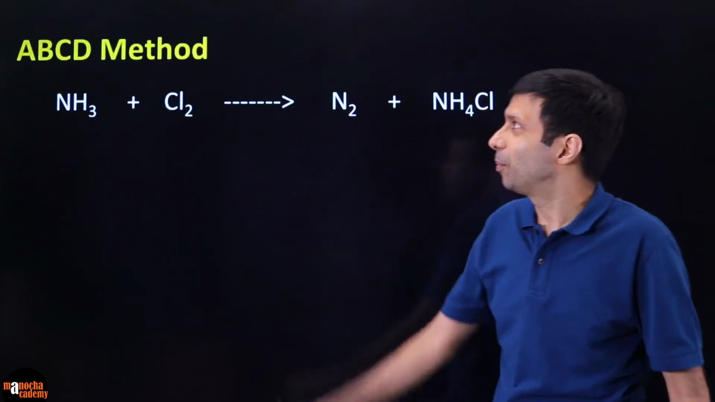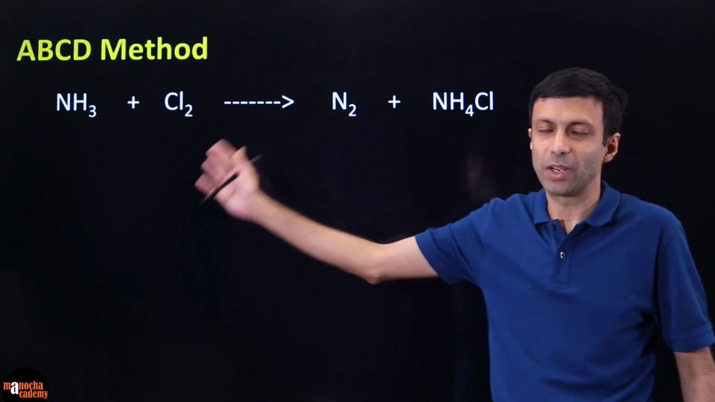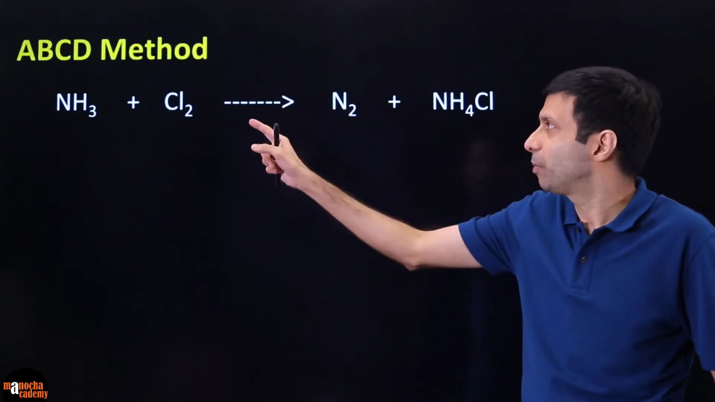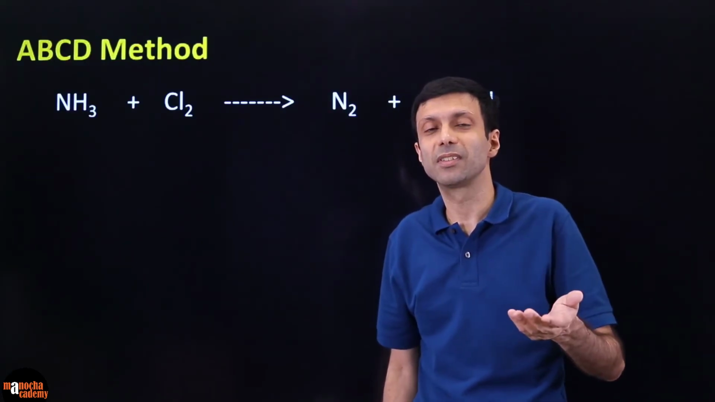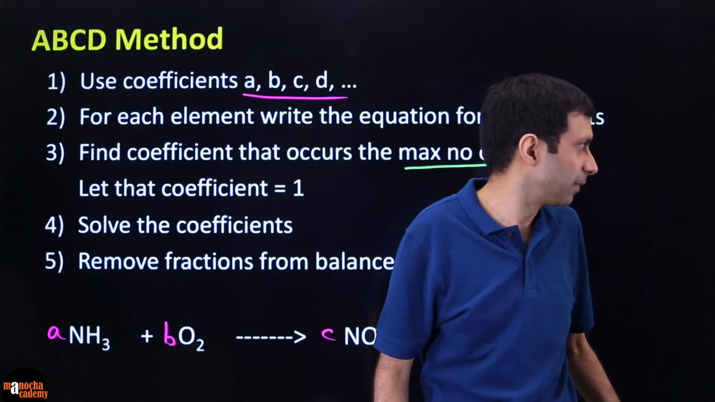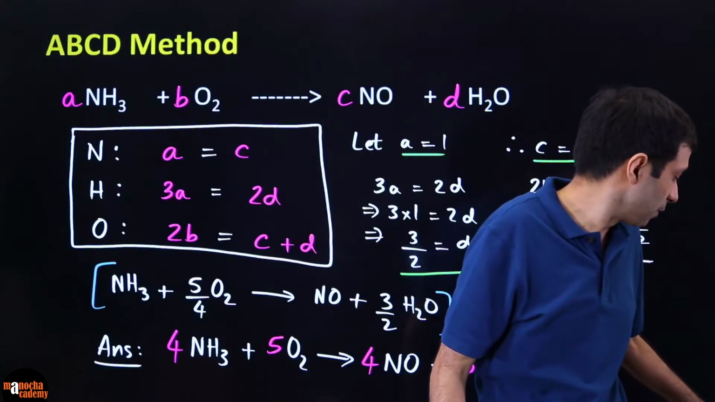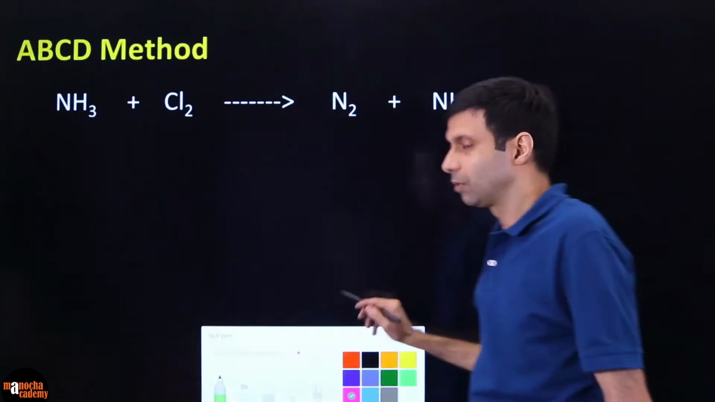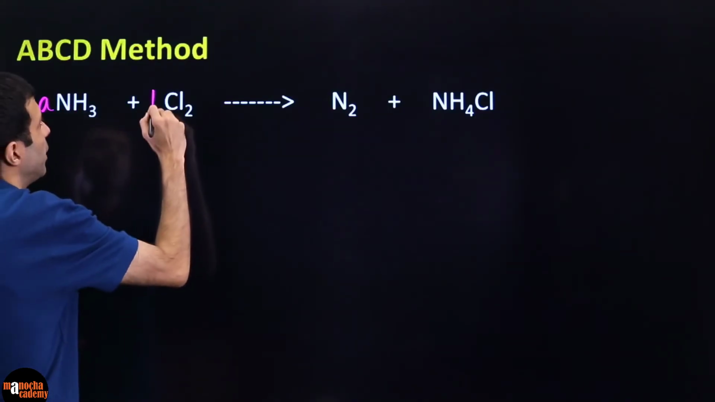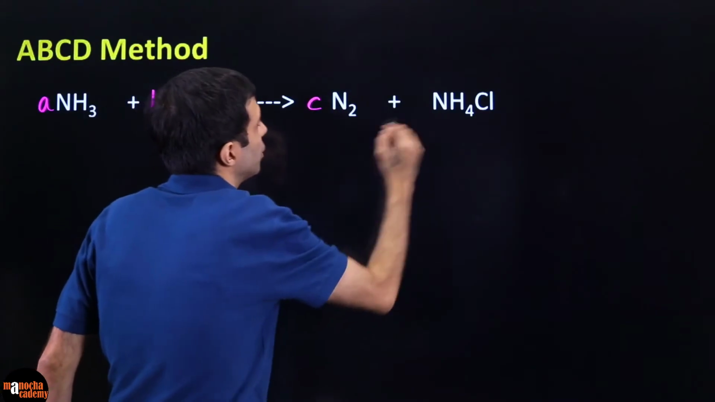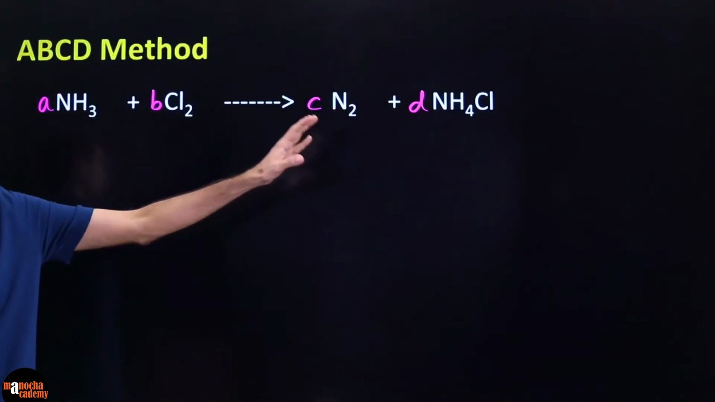So let's try another example with the ABCD method. We have been given our equation over here. Please take a look at this equation. Everybody pick up your pen and paper and write down this equation. What was the first step? Put in the coefficients starting from the first substance. So remember, the first step is to put down the coefficients A, B, C and D, or E, F, however many you have. So let's put the coefficients here: A ammonia, B chlorine, C nitrogen times D ammonium chloride. Just simple, put down those things.